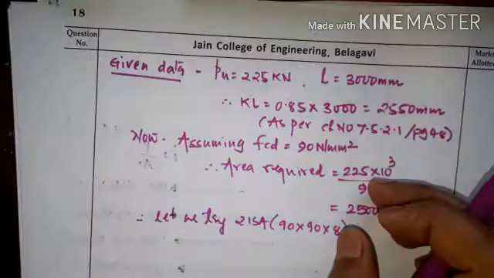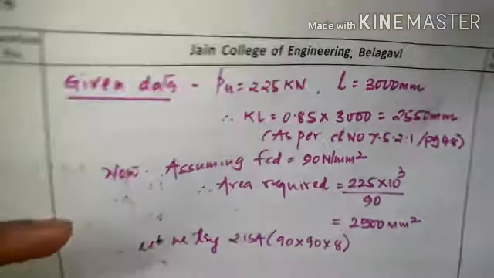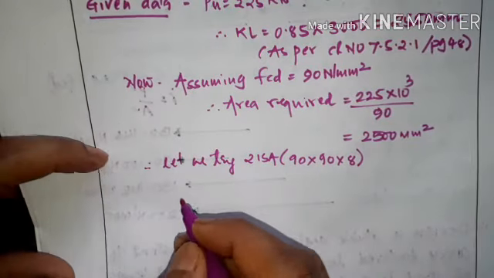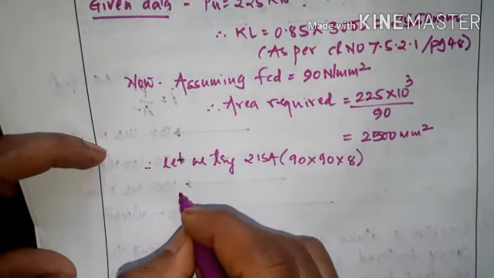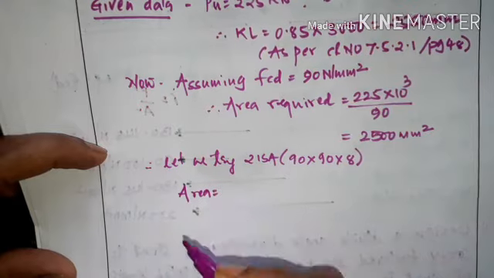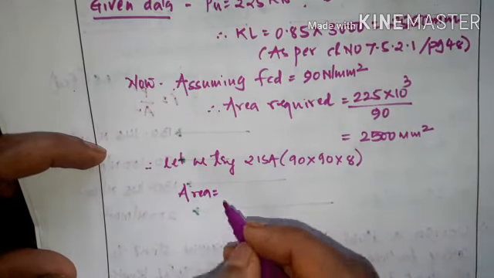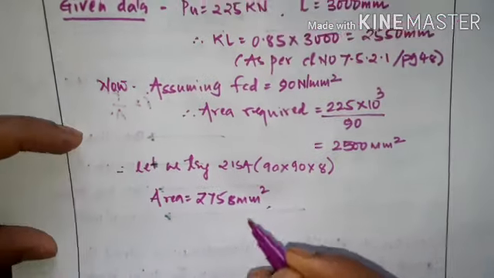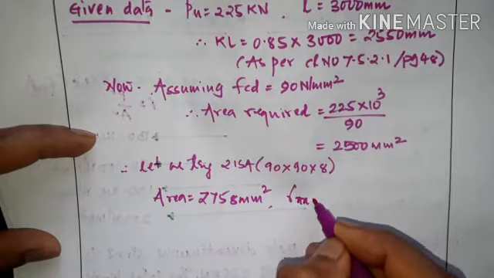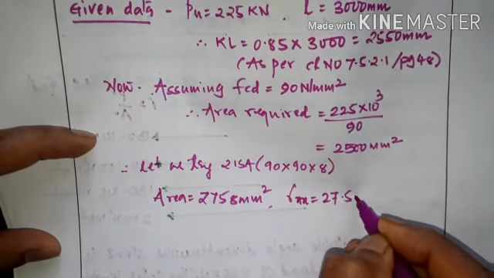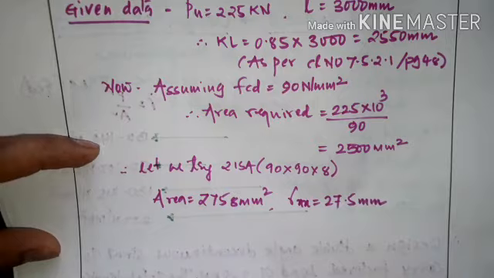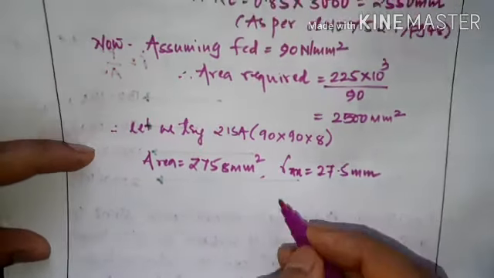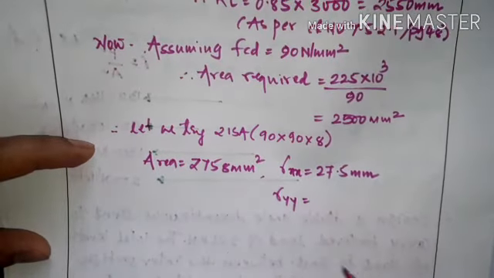From the steel table, we will note down the properties. We have got the area of the selected section as 2758 mm square, and RXX is equal to 27.5 mm. Then RYY, you have to interpolate here actually, because it is for 14 mm.